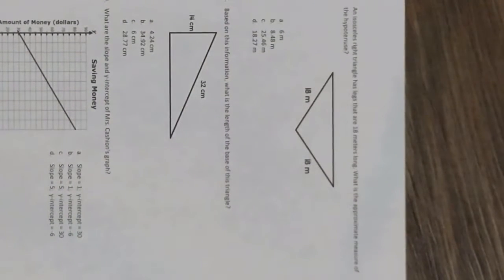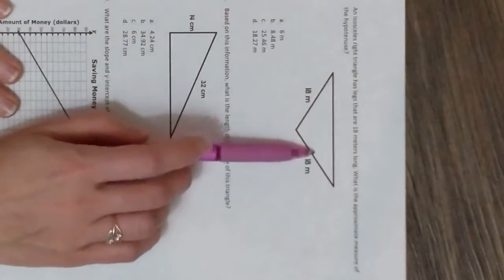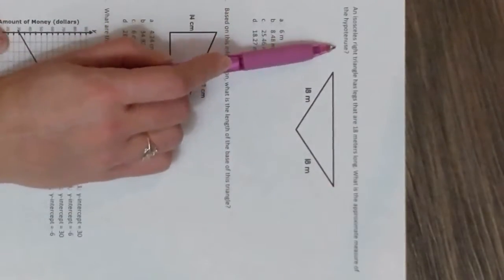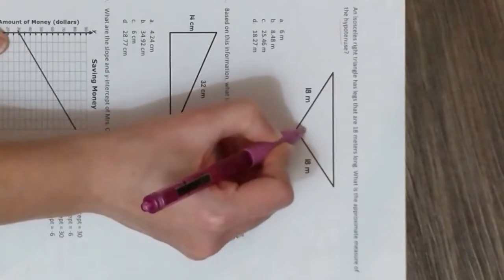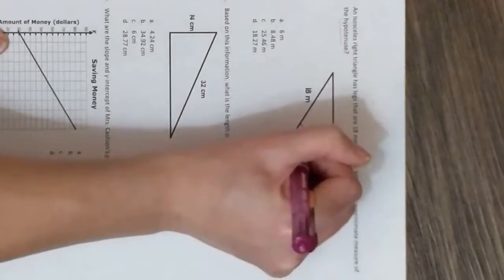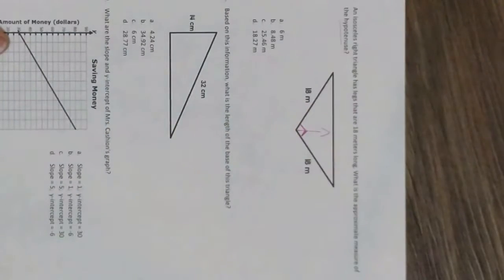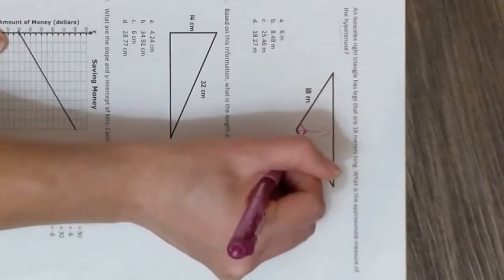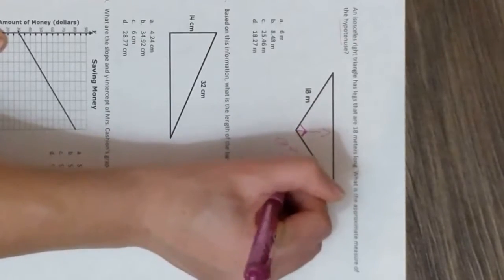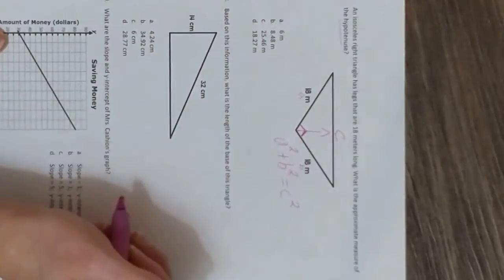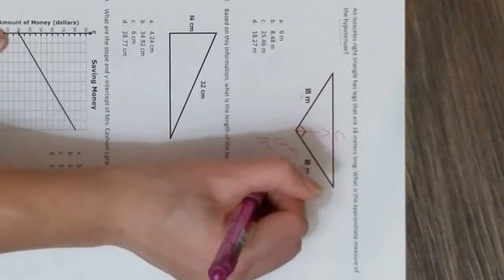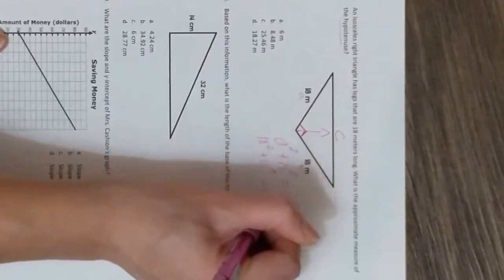Question 7. An isosceles right triangle has legs that are 18 meters long. What is the approximate measure of the hypotenuse? So it already tells me I'm going to be looking for my hypotenuse. I'm going to identify my right angle over here, which means that my hypotenuse is that one. So I'm going to go ahead and set up my equation. I know I'm going to need to use a squared plus b squared equals c squared. I know a and b are here. Your hypotenuse is always c. So it's going to be 18 squared plus 18 squared is c squared.